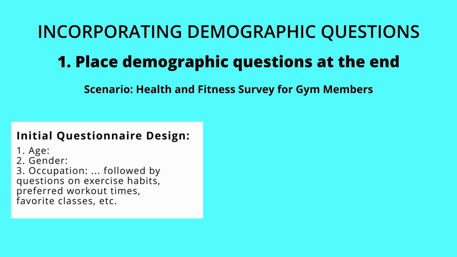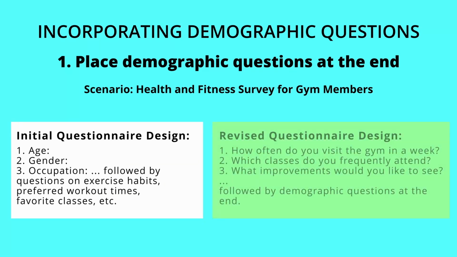Now, starting with personal demographic questions might make some respondents uncomfortable or wary, wondering why such information is needed before they understand the context of the survey. Moreover, answering these questions first might bias their responses to subsequent questions. For example, an older respondent might downplay their frequency of exercise after being reminded of their age.